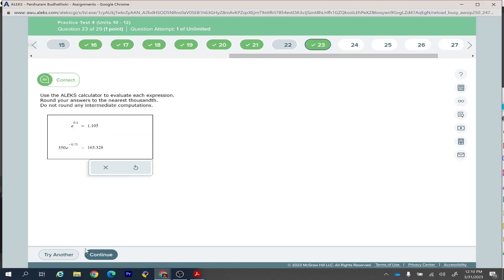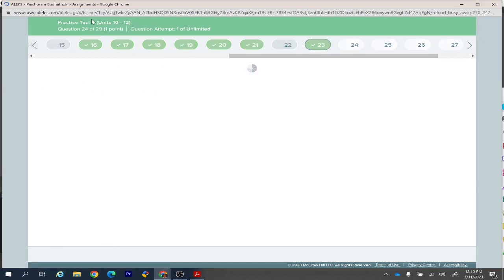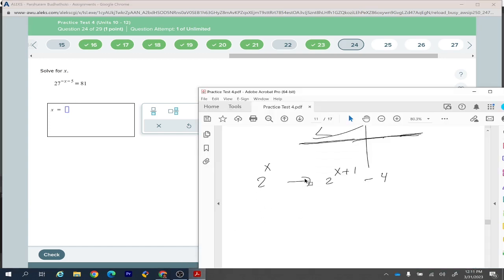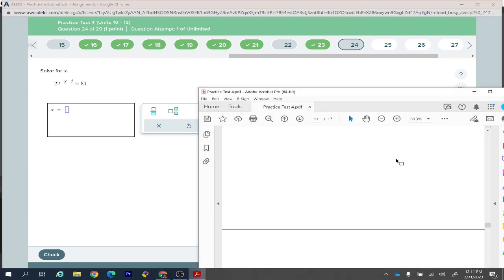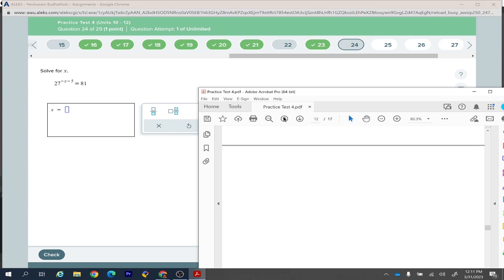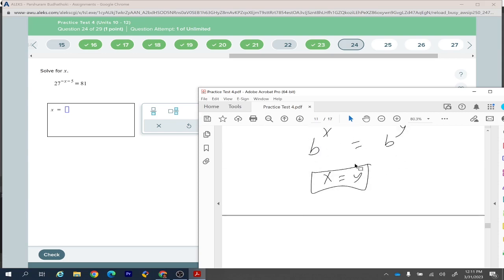Okay, go to number 24. Solve this exponential equation. Remember, one thing you have to know: if there is an equation like this with the same base on both sides, then the exponents would be equal. So in this case, if you can convert 27 as a power of something, and 81 as a power of the very same base, then we can solve that problem by using this relation.